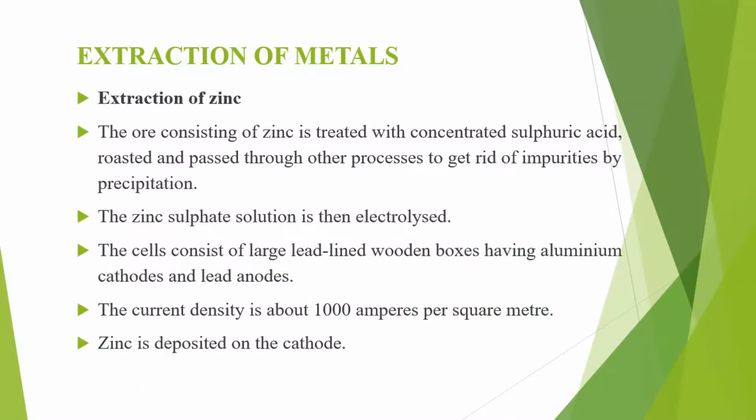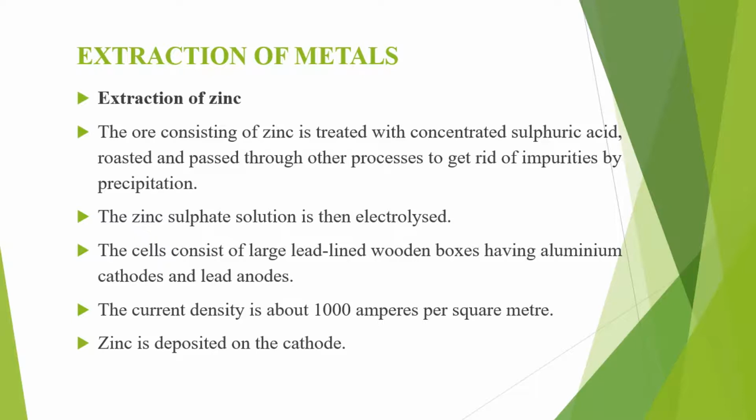Next we will see the extraction of different metals. So first one is extraction of zinc. The zinc ore is treated with concentrated sulfuric acid and then roasted and then passed through different processes to get rid of the impurities. Then the zinc sulfate solution obtained is electrolyzed.